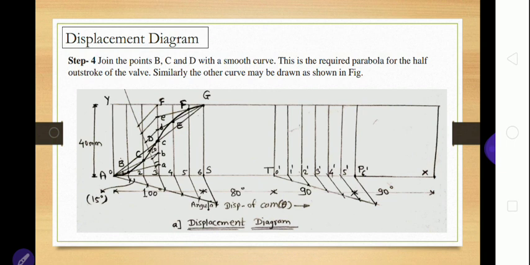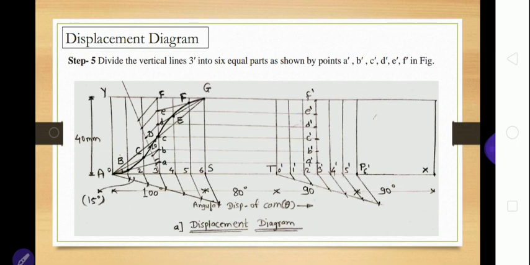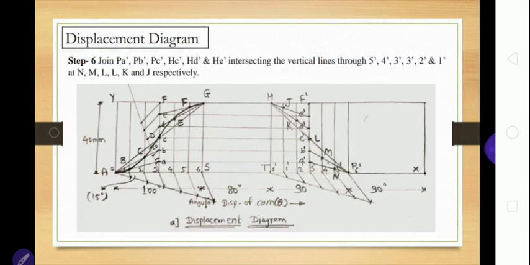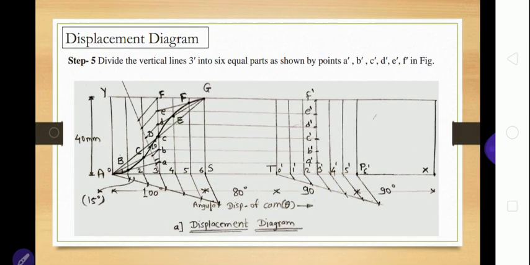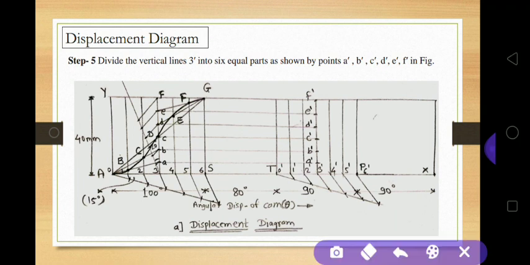Similarly, two more parabolic curves we will get here for the return stroke also with the help of the same procedure. So here also, how to do the same procedure, that is nothing but we will divide this 3 dash into 6 equal parts. Here it is not necessary to do the same procedure again, that is, drawing the angle. Here you just have to divide this 40 mm into 6 equal parts. Here you have already divided this 40 mm into 6 equal parts.